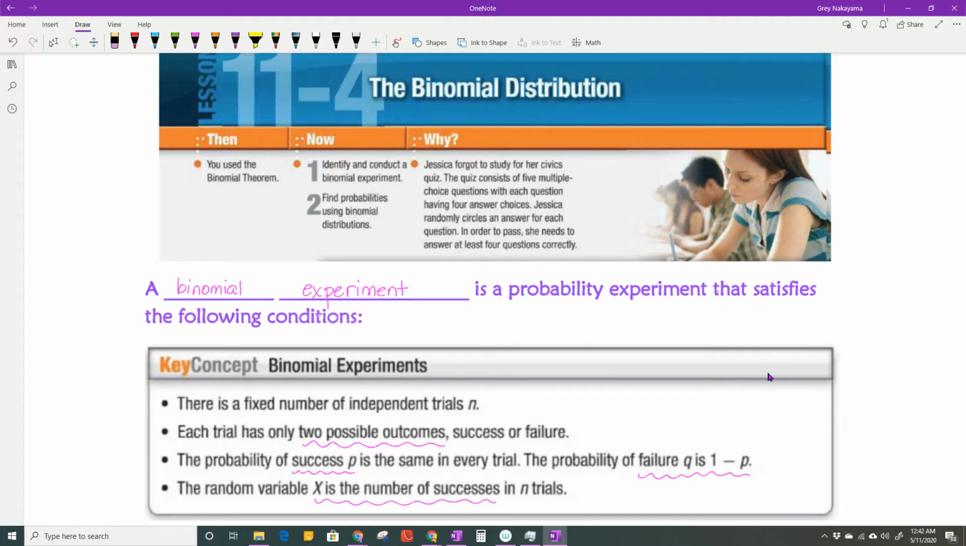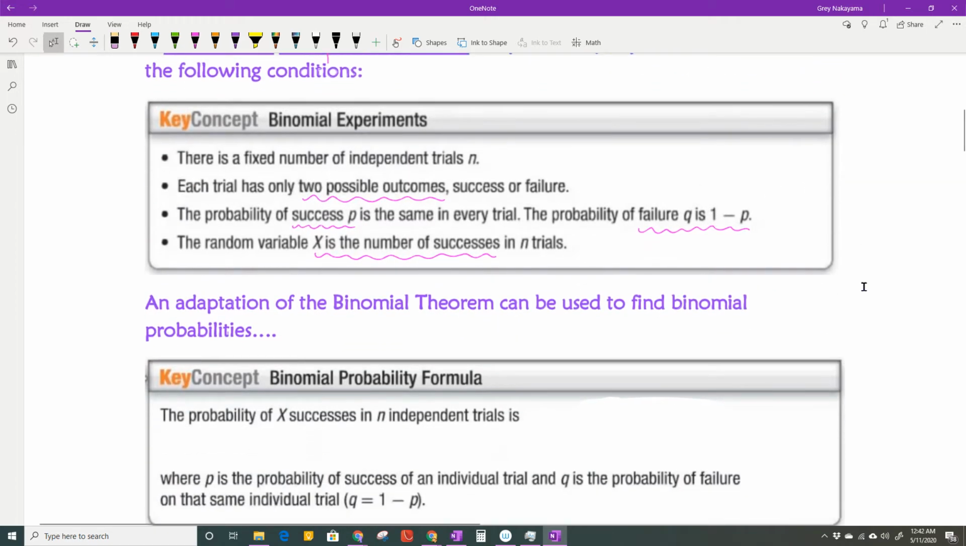And the random variable X is the number of successes in your N trials. And I will identify each of those numbers for you as we go through the problem. So it will not be difficult for you.